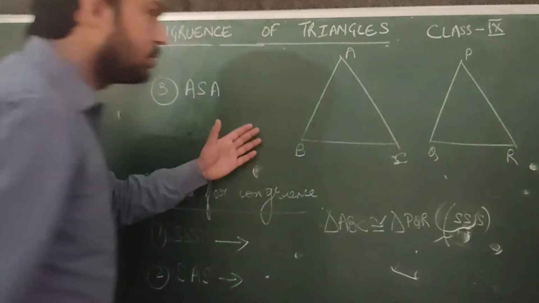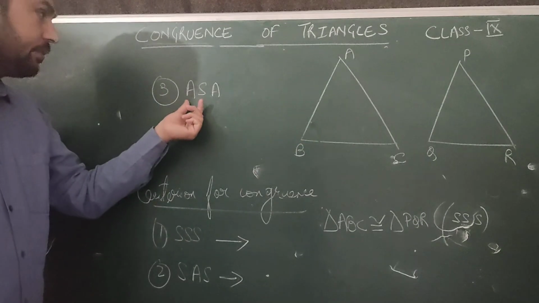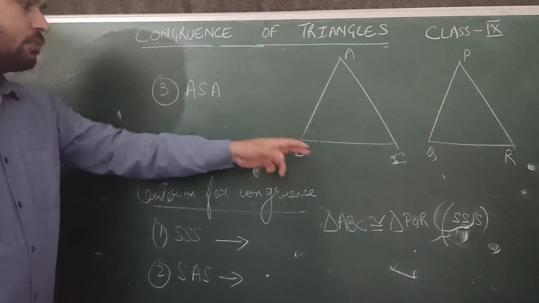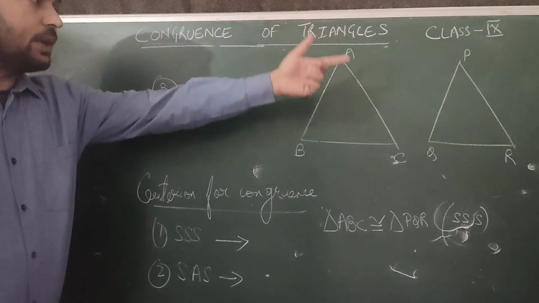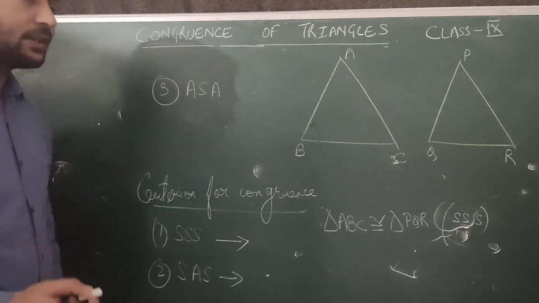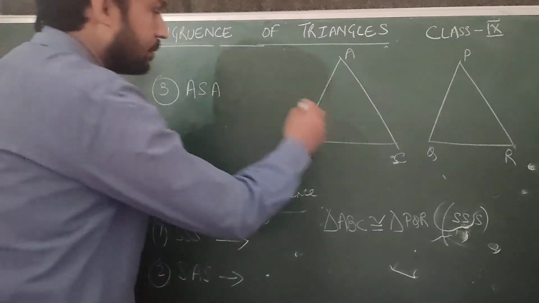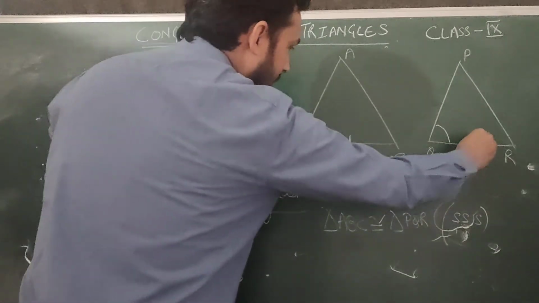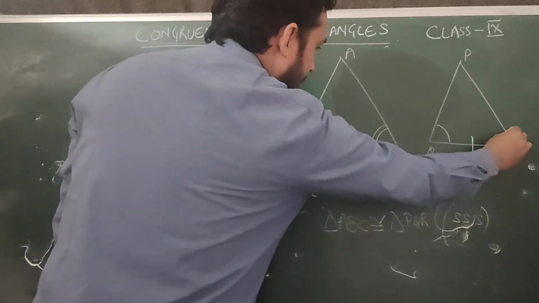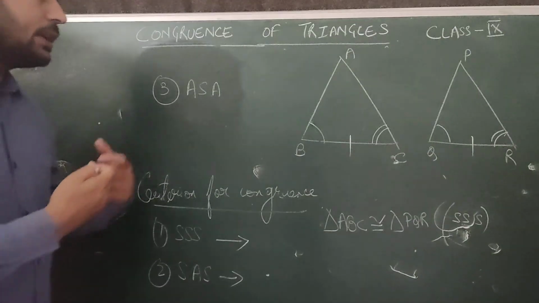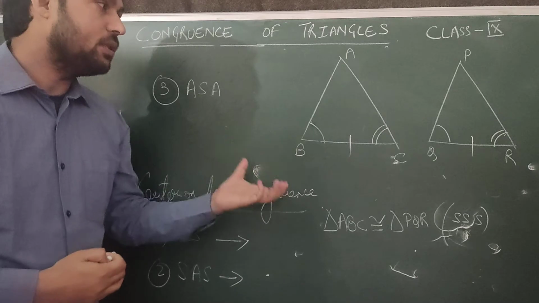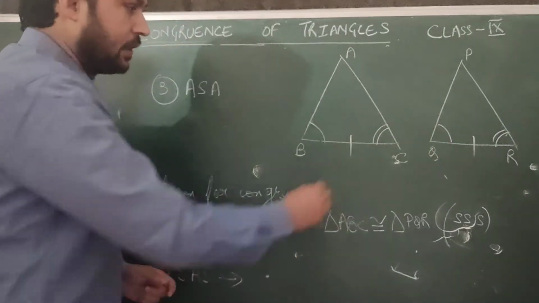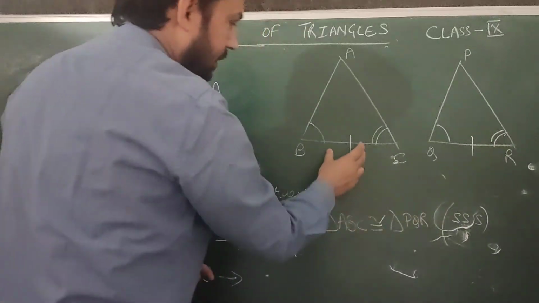So we can say two triangles are congruent if two angles and one included side of one triangle is equal to two angles and the included side of the other triangle. Then we can say the two triangles are congruent. What does that mean? Means if this angle equals this, if this side equals this, and if this angle equals this. So this one we can only observe. If we draw the figure, if we observe, then only we will be able to tell whether this angle is equal to this or not, whether this angle is equal to this or not, and whether this side is equal to this or not.